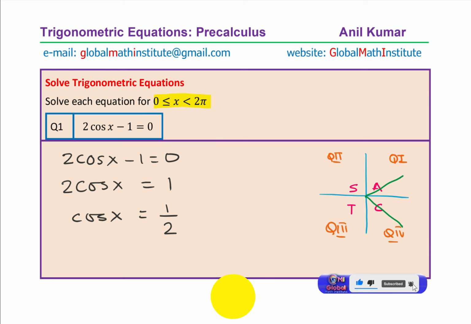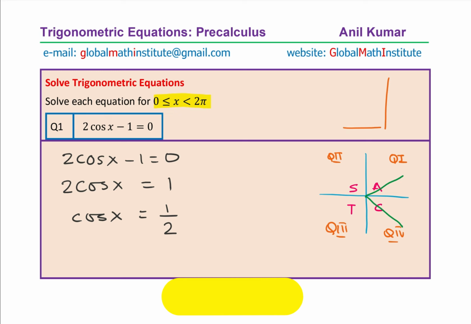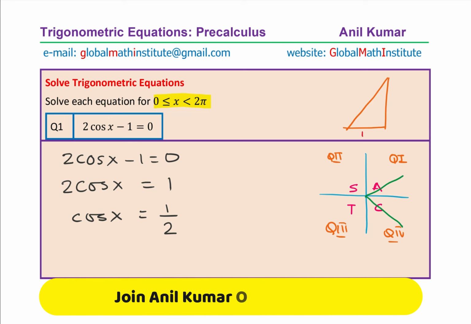Now to find the angle, we look into the special triangle. Whenever you see a half or square root 3 by 2, what are you reminded of? This particular triangle whose sides are 1, 2 and square root 3, the angles being pi by 3, pi by 6 and pi by 2. Perfect. So you are reminded of this special triangle. For cos of half, we are looking for adjacent over hypotenuse, and therefore the angle is pi by 3.